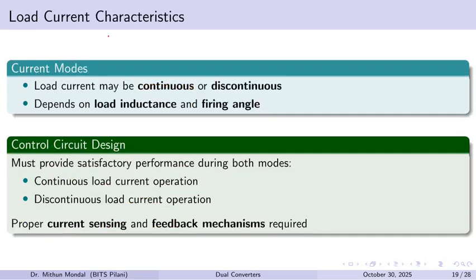If you talk about the load current characteristic in this mode, the load current may be continuous or discontinuous, depending upon the load inductance as well as the firing angle. The control circuit should be designed to provide satisfactory performance during both modes, continuous load current operation and discontinuous load current operation. So proper current sensing and a feedback mechanism has to be there for efficient operation.